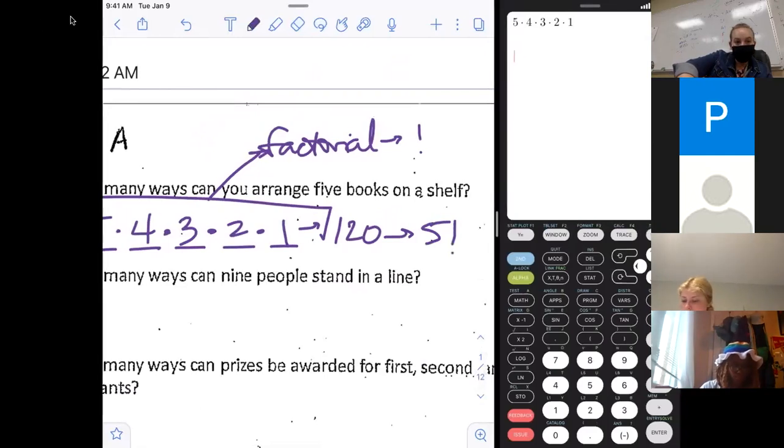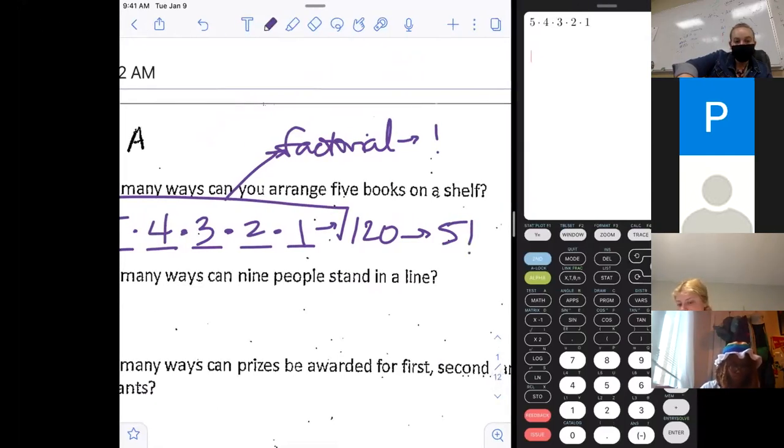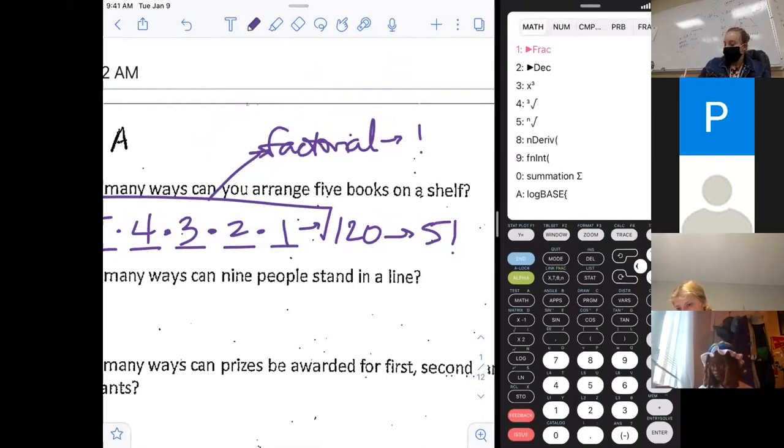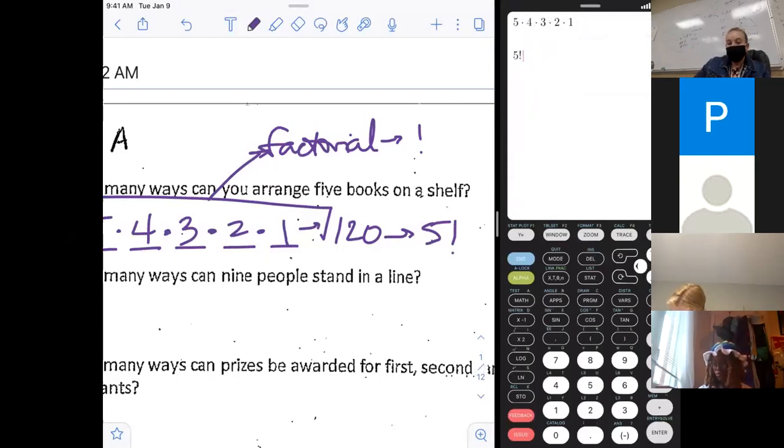So let's do that. I'm going to enter my calculator by just starting with 5. I'm going to type 5 into my calculator. And then I'm going to go to the math button, where you find the fractions. I'm going to scroll over to the top menu that says PRB, which is probability. And I'm going to click on the 4th one, which is the exclamation point. So on my screen, it says 5 exclamation point. And when you press enter, you get 120.